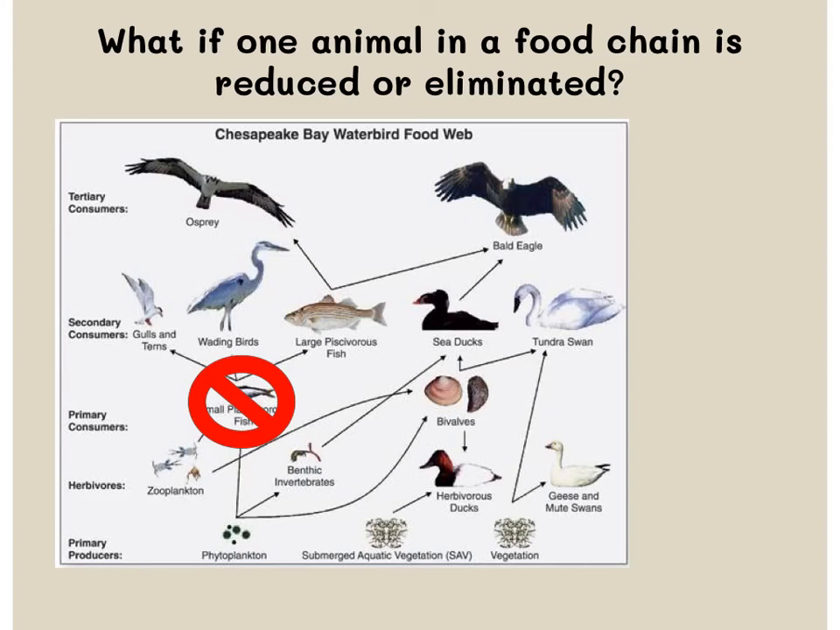Okay, if you notice probably right away that the organisms that eat the small fish would all decrease. Those organisms would then decrease in population, so their predators would also decrease. If the small fish were no longer eating zooplankton, those would increase in numbers. If those increase in numbers, it could cause the increase of other species as well, which could in turn decrease the organisms that they eat, and so on. So one organism in a food web being reduced or eliminated can really affect the entire food web.